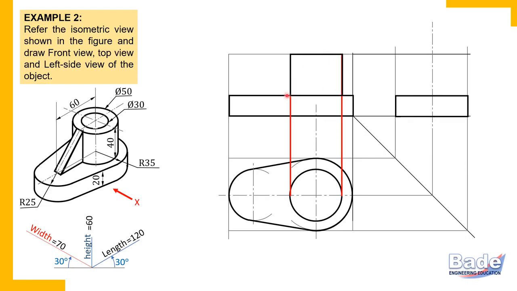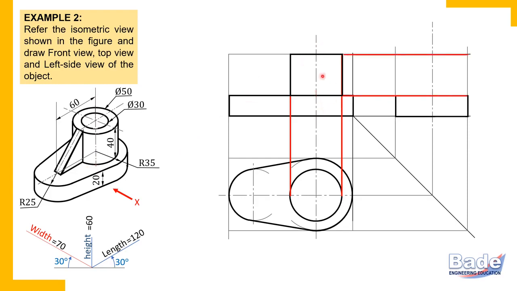Now remember, this is very important. The view in which a cylinder appears as a rectangle, it is very important to draw the axis. So we'll draw the axis. From this center, draw a projector and complete the axis of the cylinder. So this is the vertical axis of the cylinder. Watch here. This is the vertical axis of the cylinder we have drawn here.